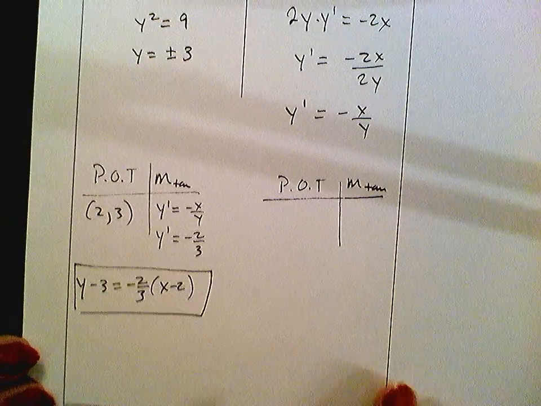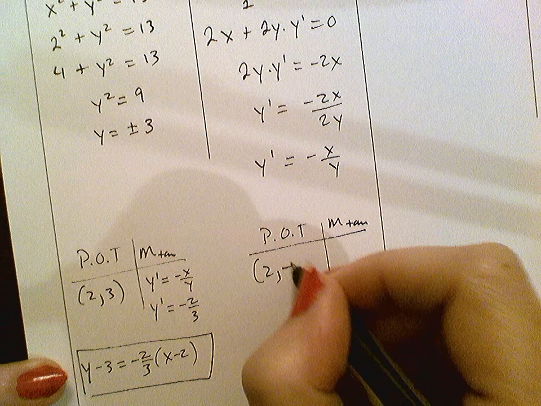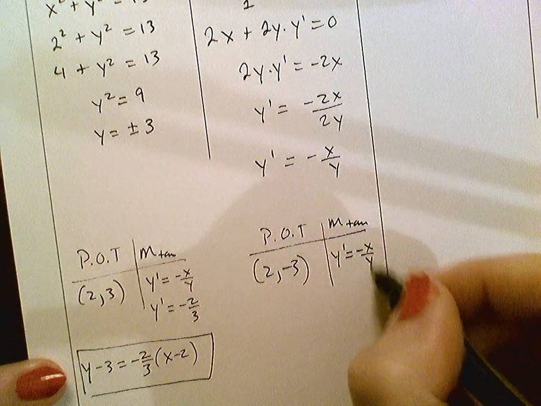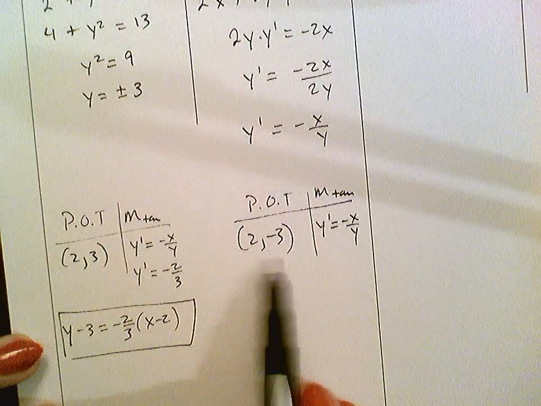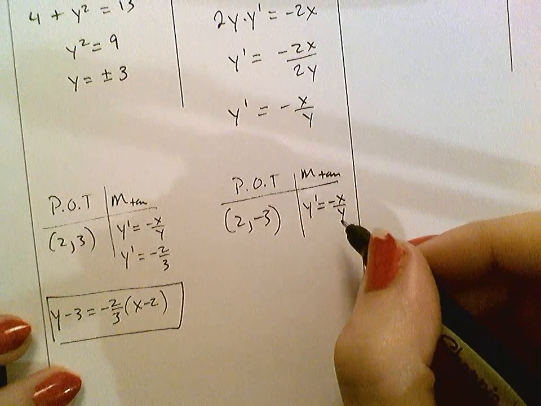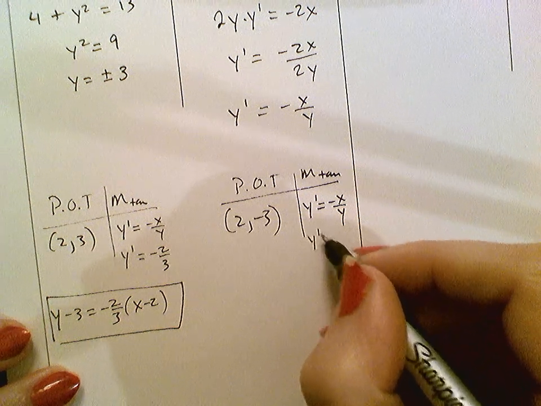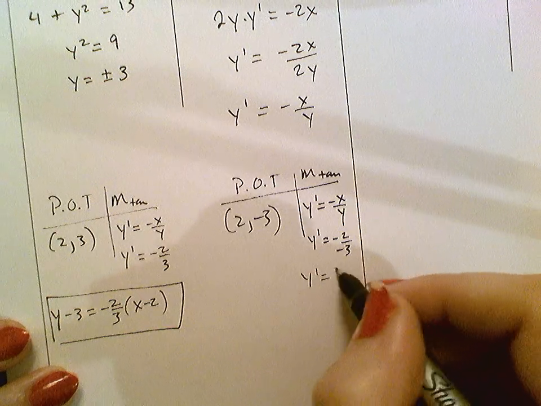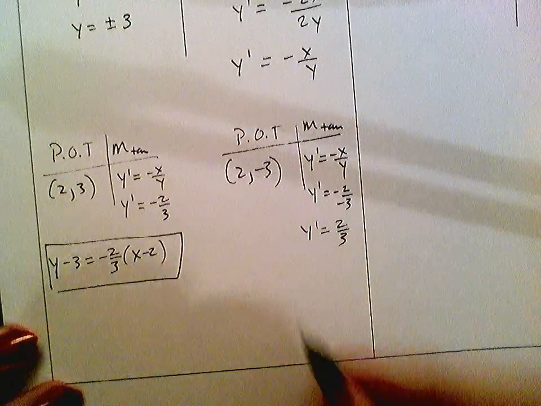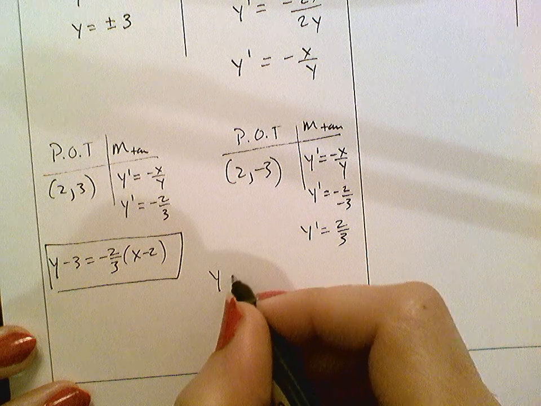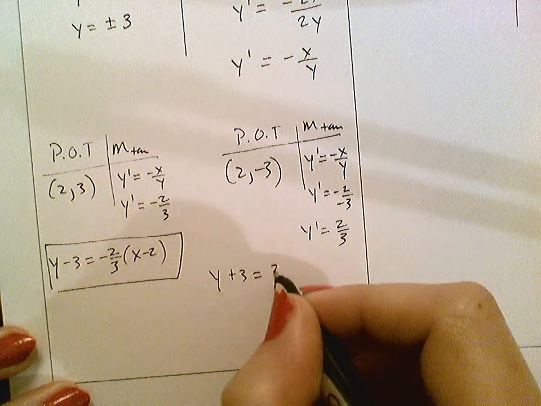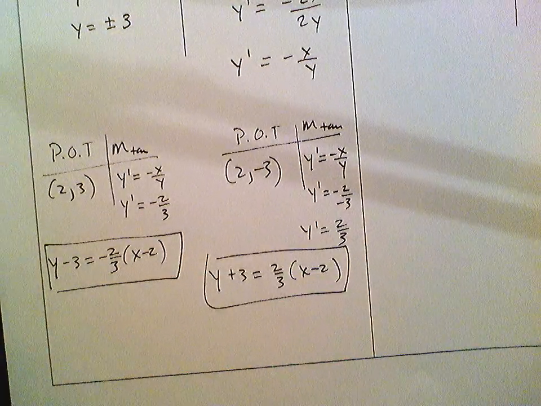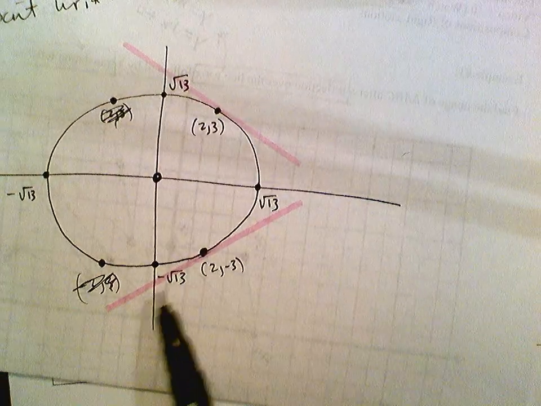Okay, now for the next one, the point of tangency is (2, negative 3). I've got the same derivative, but I'm plugging in a different point, so I'm going to get a different slope for that tangent line. So y prime is negative 2 over negative 3. So y prime equals 2/3. So y minus negative 3, so that's plus 3, is 2/3 times (x minus 2). And that is the equation of this one.